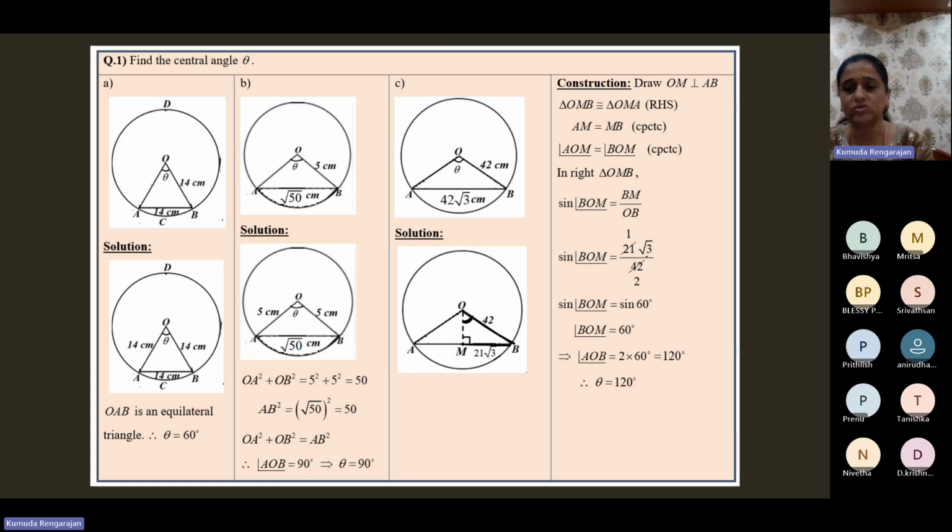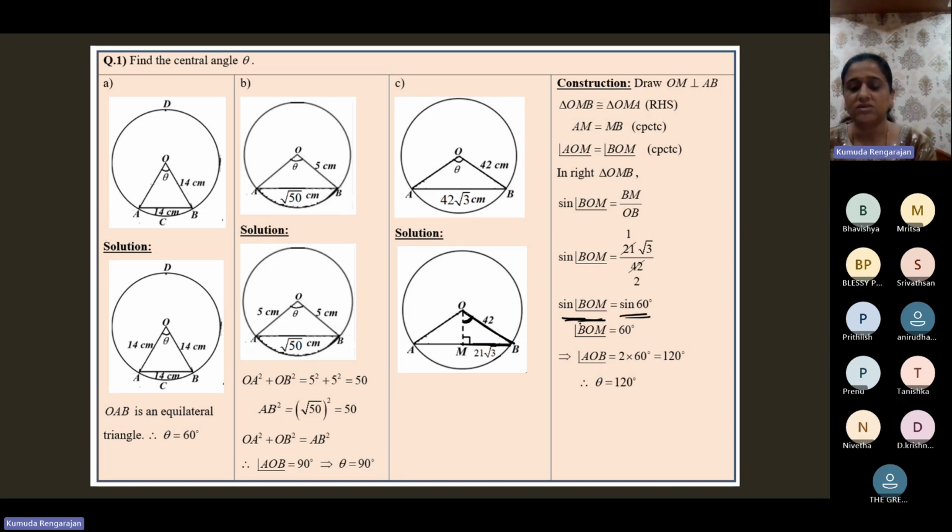So when you work that out, you get root 3 by 2. And when is it root 3 by 2? Sine 60 is root 3 by 2. So sine of angle BOM is equal to sine 60. On comparing both the sides, angle BOM is 60 degrees. So this one, BOM, is 60. So this whole angle is 120 degrees.